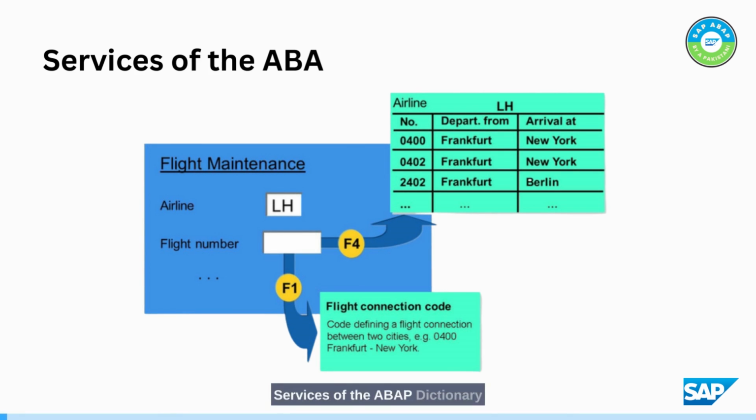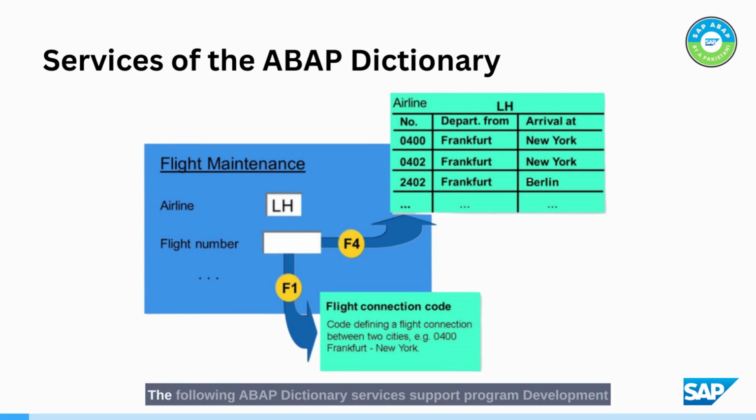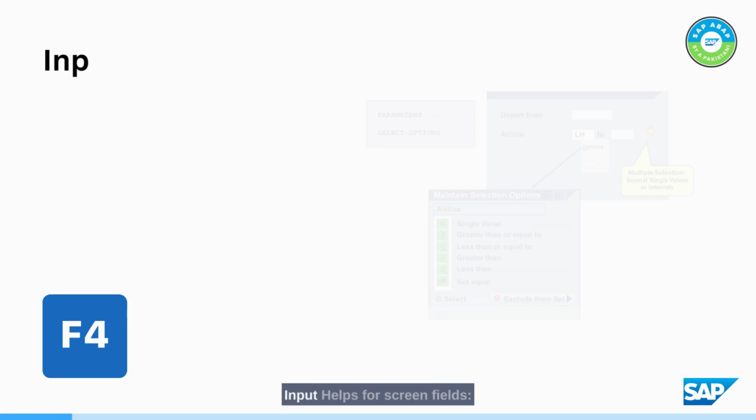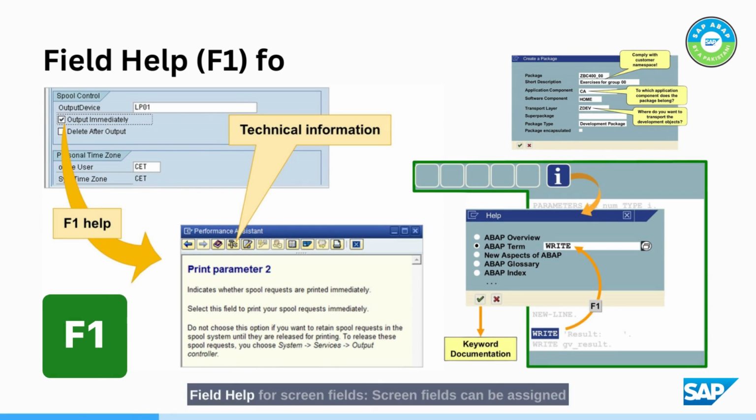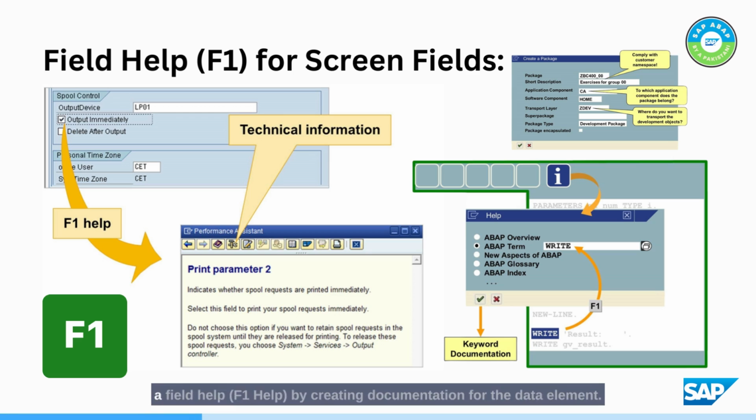Services of the ABAP Dictionary. The following ABAP Dictionary services support program development. Input helps for screen fields. Input helps, F4 help, can be defined with search helps. Field help for screen fields. Screen fields can be assigned a field help, F1 help, by creating documentation for the data element.